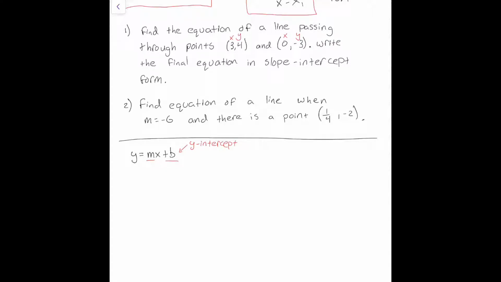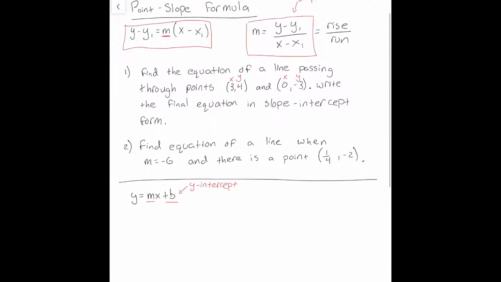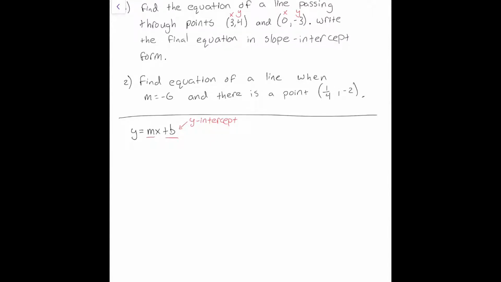So the first thing we want to do is we want to solve for the slope. So we want to get what the slope is. So again, going to our equation, the slope m is equal to y minus y1 all over x minus x1.